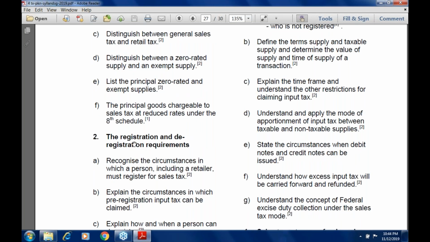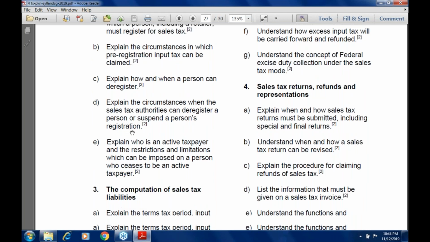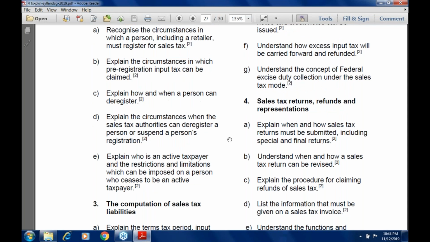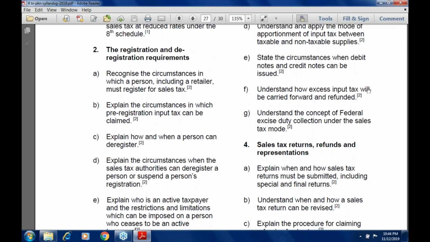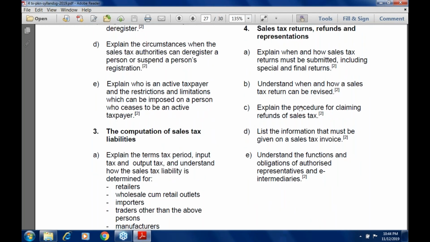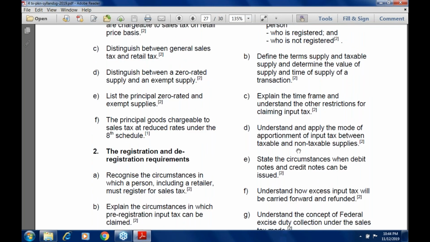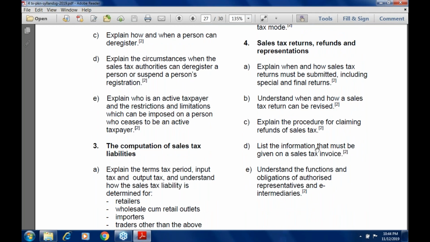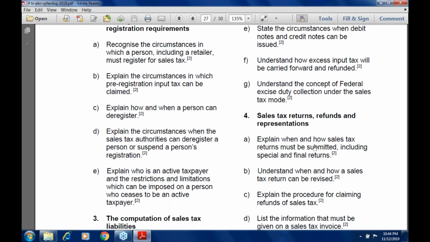We'll cover that. The second thing is the registration and deregistration requirements, which we're going to cover in tomorrow's session. Then it says computation of sales tax liability, which we have done. Also, the sales tax refund and representation. So we are, inshallah, going to be covering subsection 2 and subsection 4 in tomorrow's session, hopefully. And then we can move forward, and we will discuss withholding tax in the upcoming sessions.